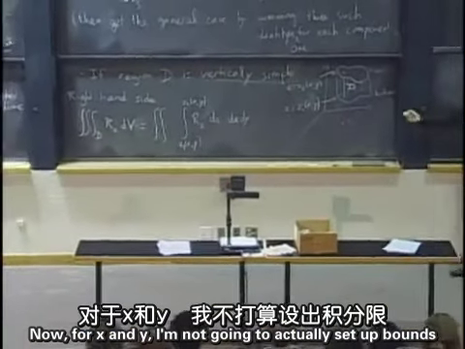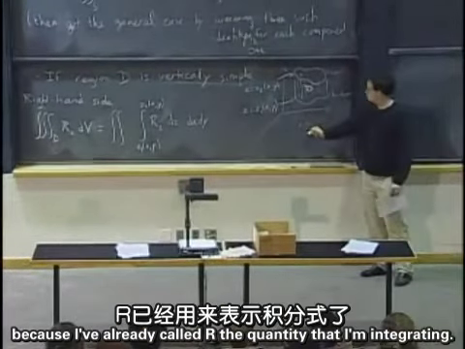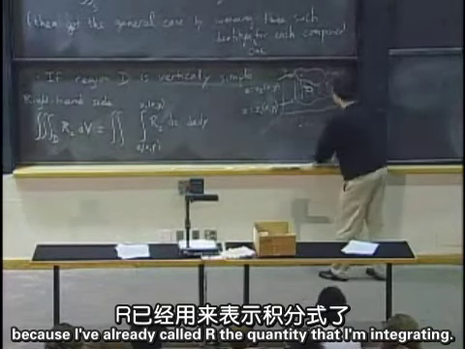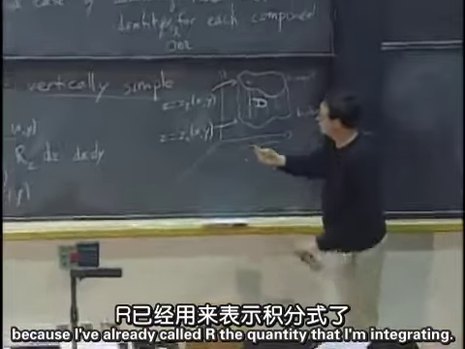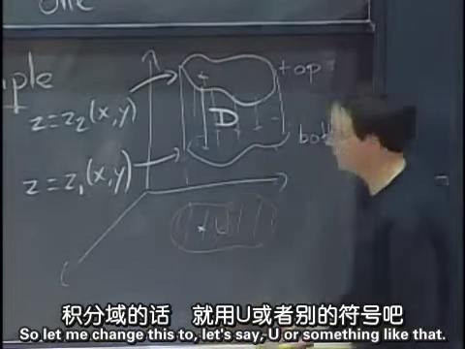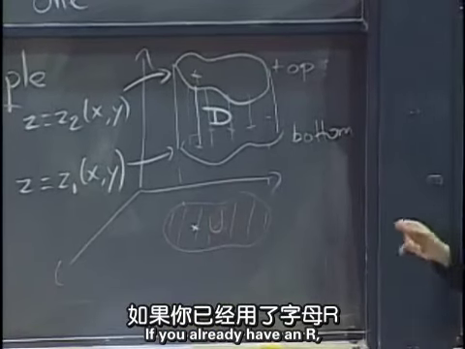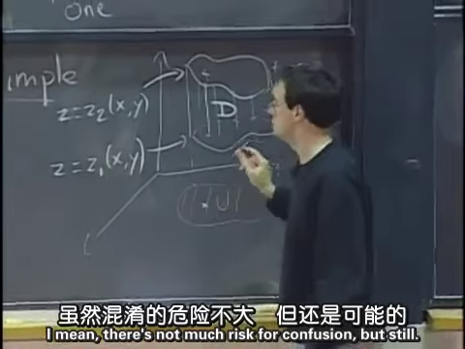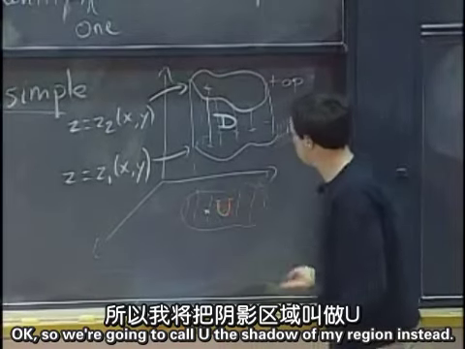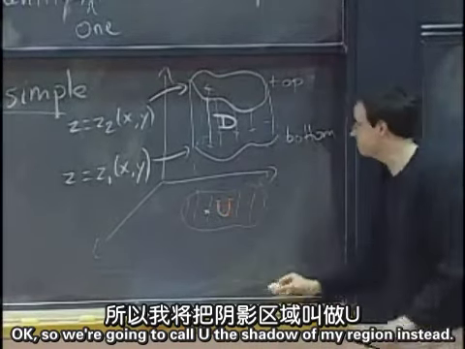Now, for x and y, I'm not going to actually set up bounds because I've already called R the quantity that I'm integrating. So let me change this to, say, U or something like that. If you already have an R, there's not much risk for confusion, but still. Okay, so I'm going to call U the shadow of my region instead.